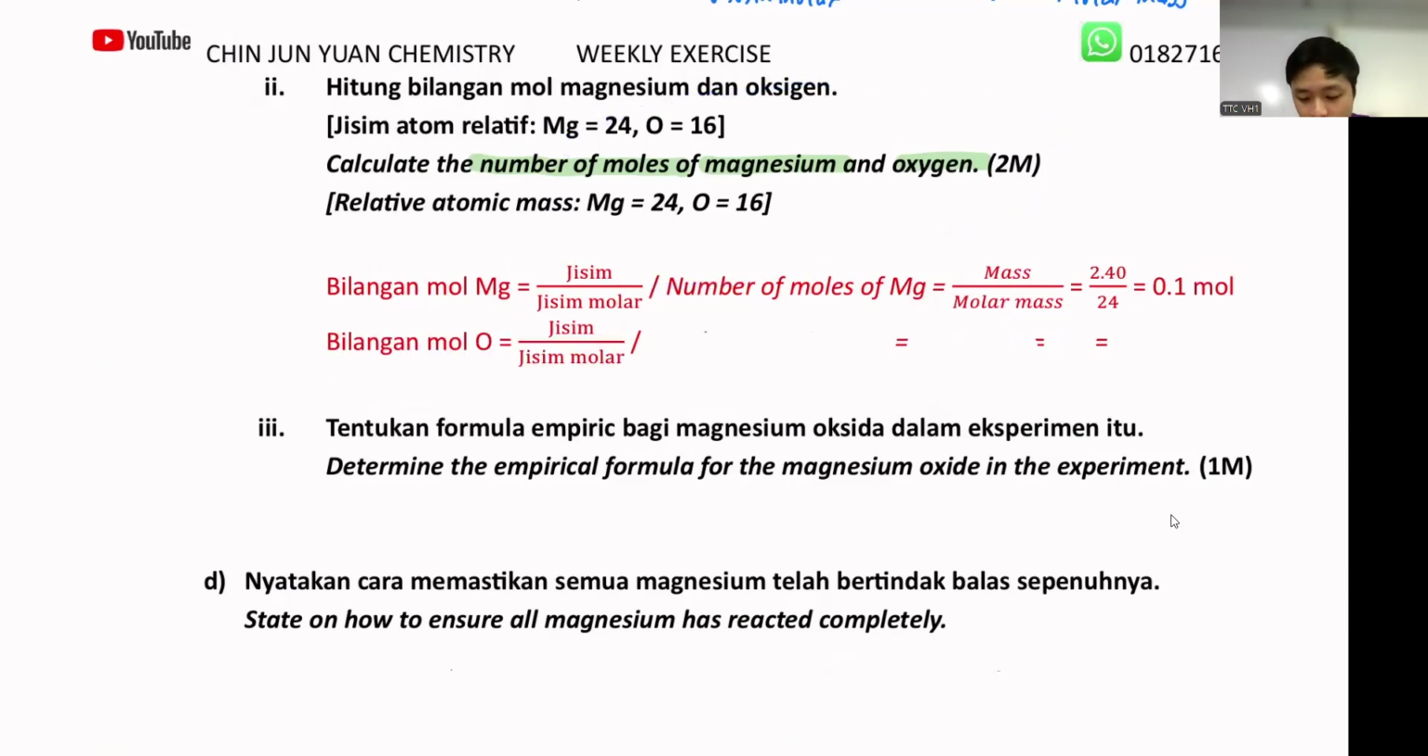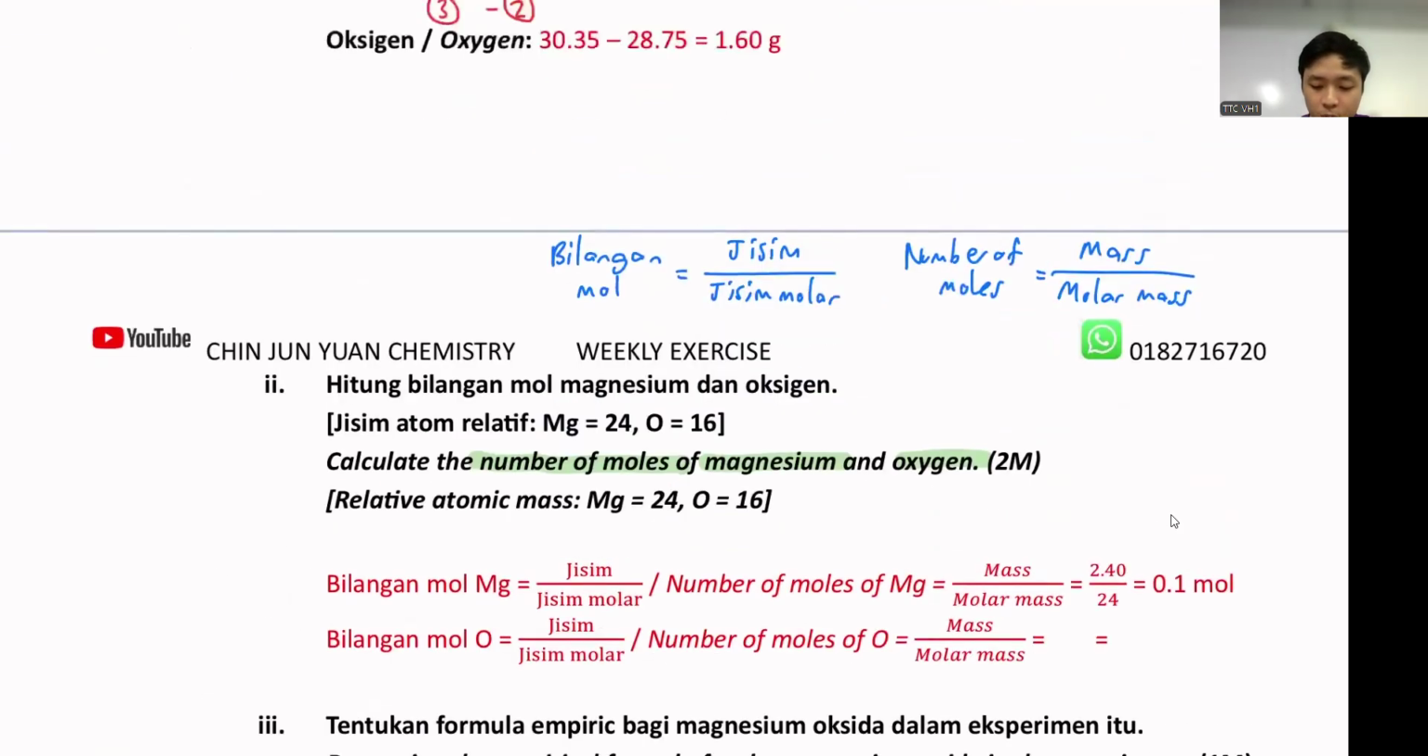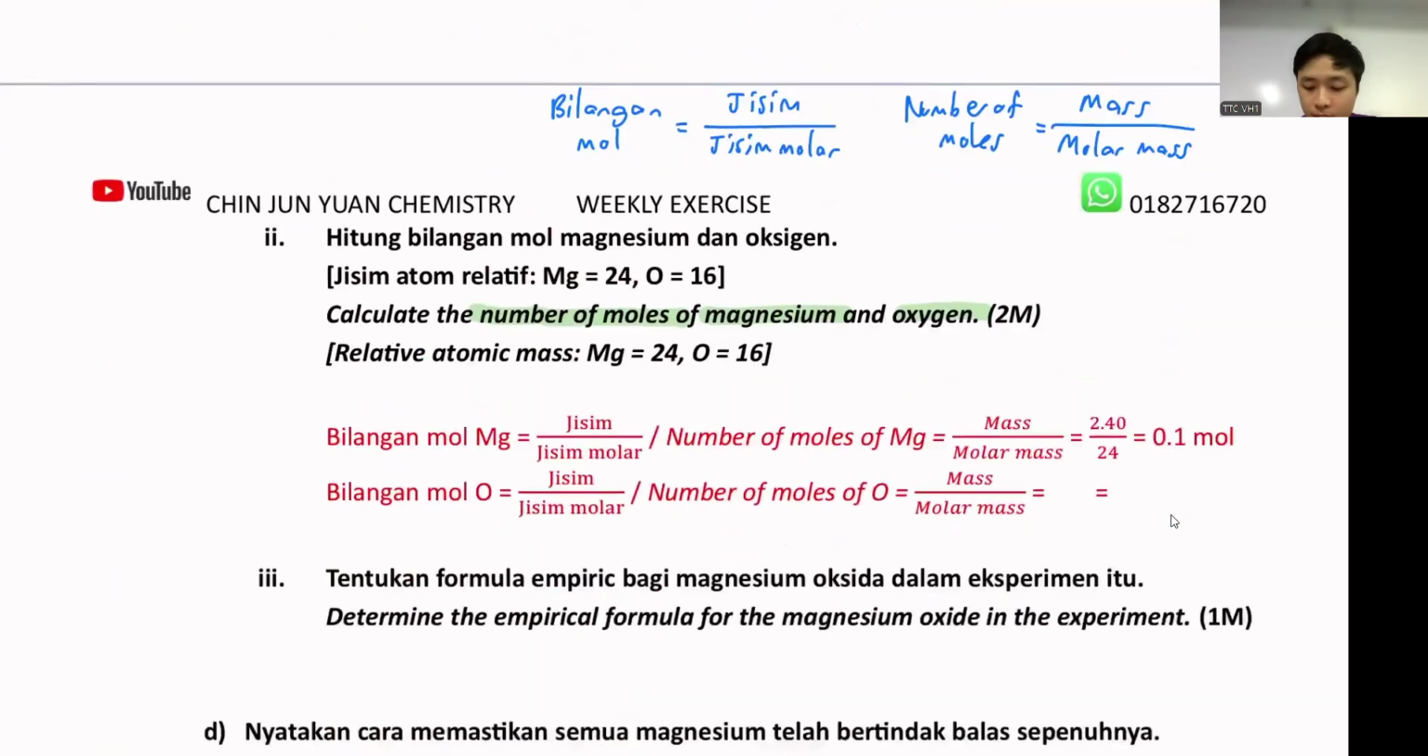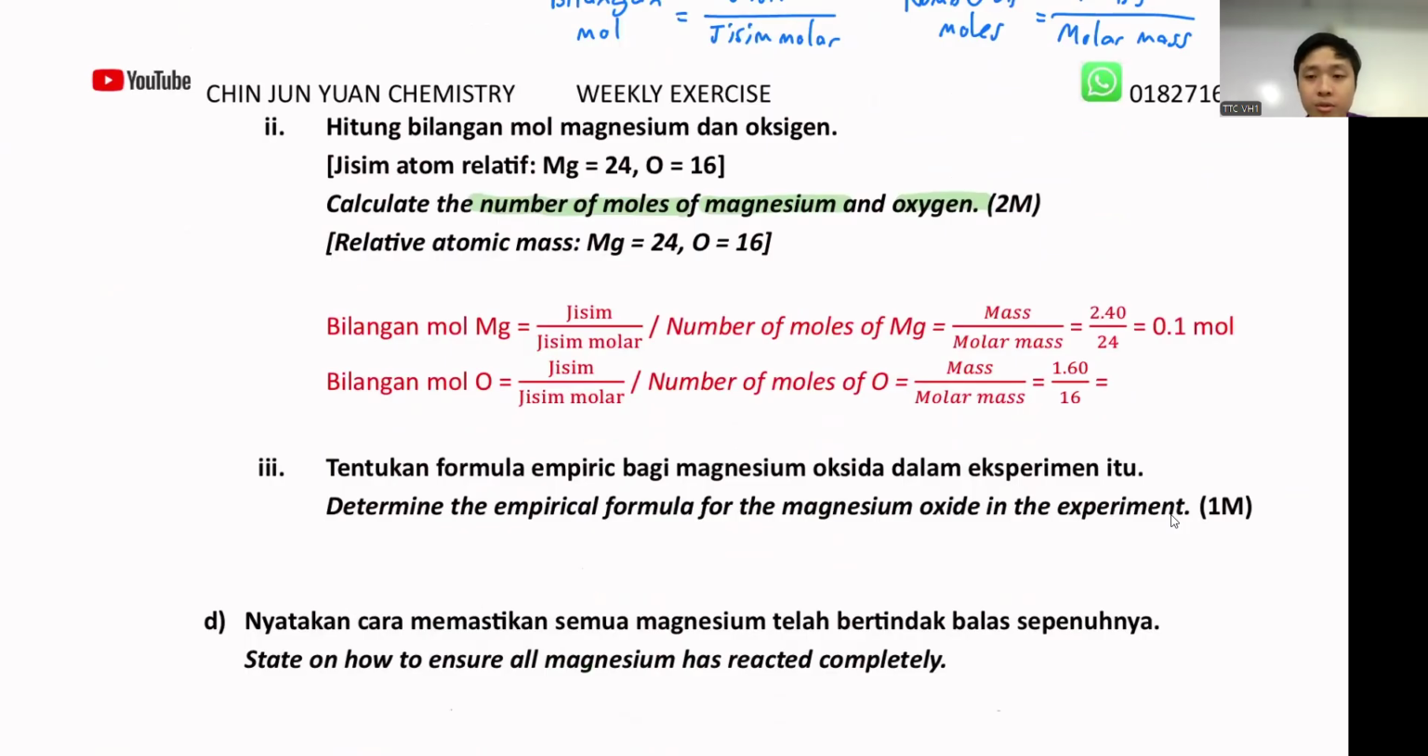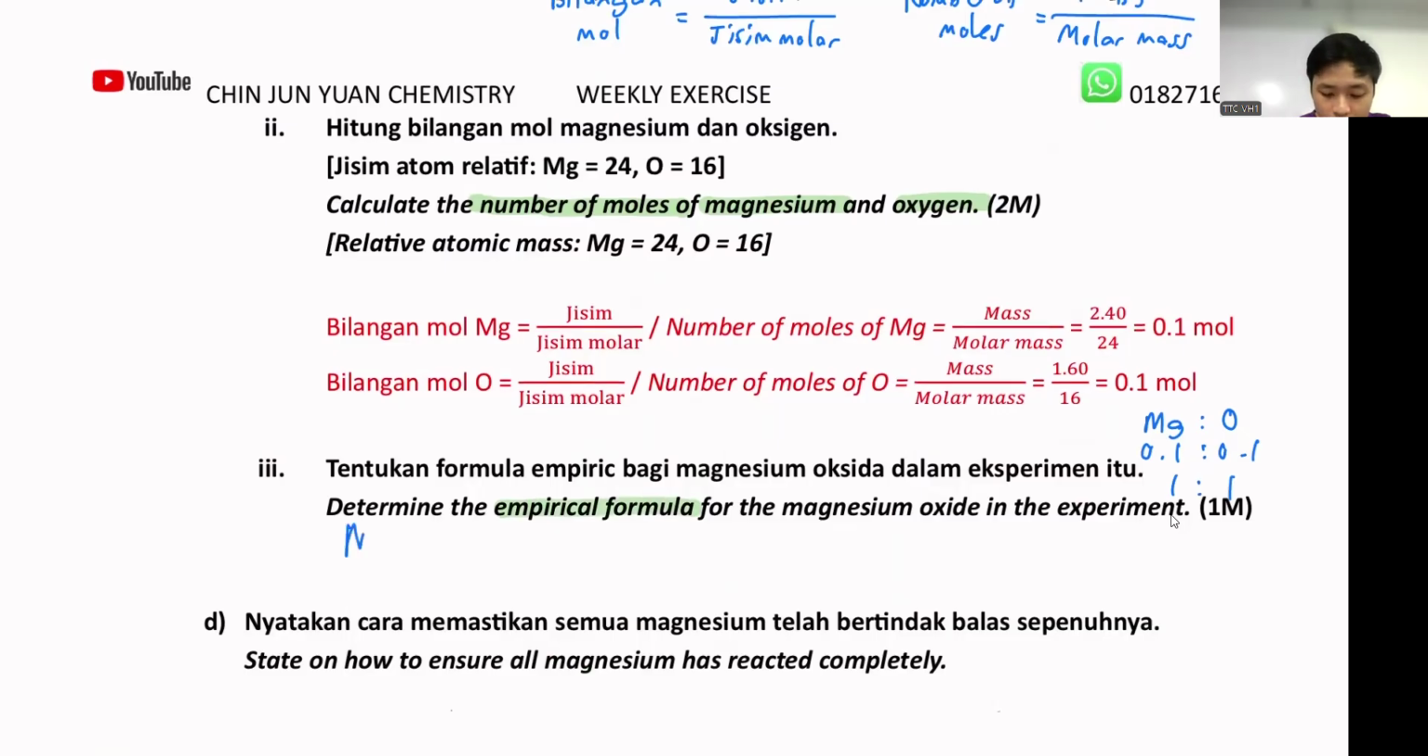Second, do the same thing for O. Same formula. The mass of oxygen just now I got 1.6 gram. So I will just divide, because the RAM of oxygen is 16. So I will also get 0.1. Meaning, very simple, isn't the ratio of Mg to O 0.1 to 0.1, isn't it 1 to 1? So that's why the third question they ask, what is the empirical formula? Straight, MgO.